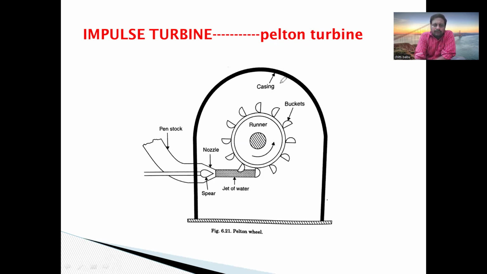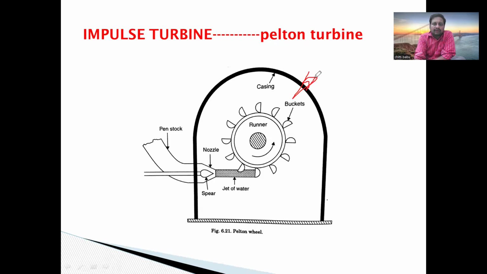Then we have another component, the casing. It will be preventing splashing and escaping of the water. It will be preventing accidents, so that human beings or animals will not enter into this turbine house. So we have a casing there, preventing accidents. Then we have a braking jet also.